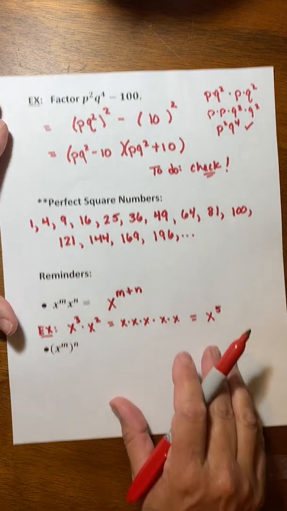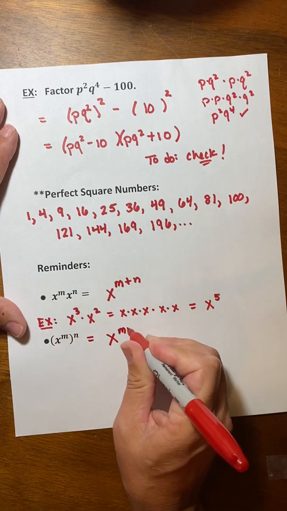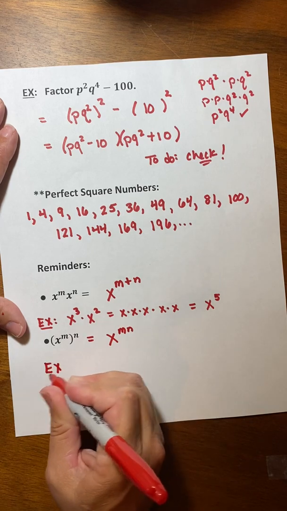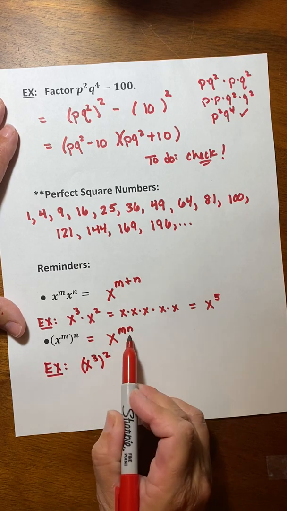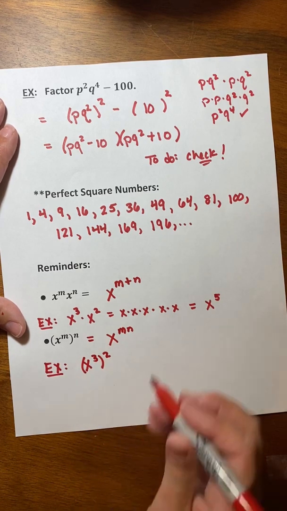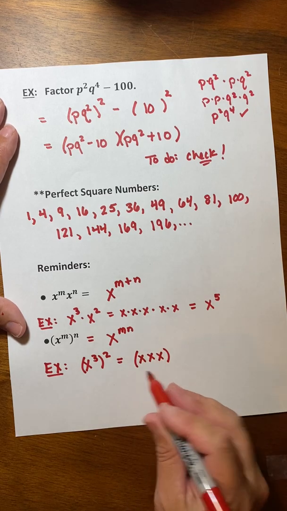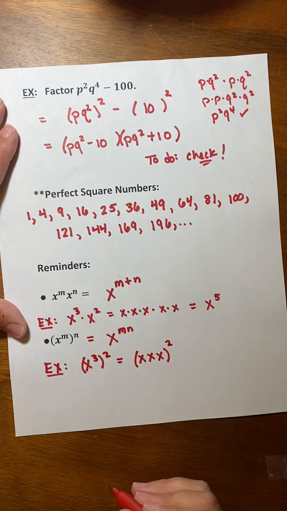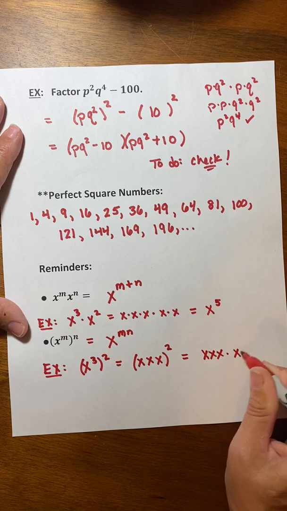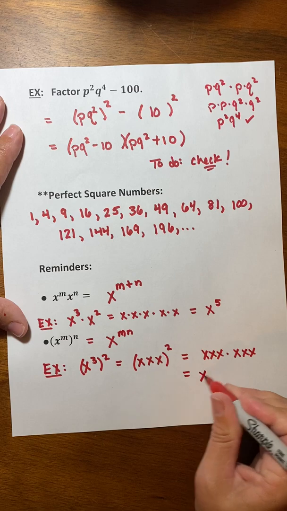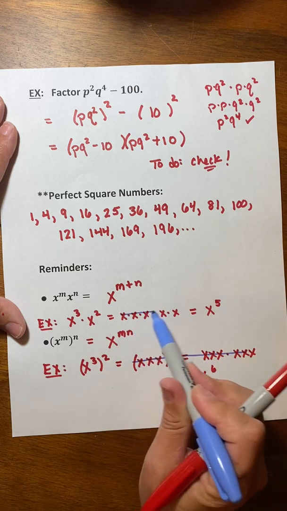If we have a power to a power, we multiply m times n. So for example, if we had x cubed squared, well, if I use this template, it's going to be x to the power 3 times 2, which would be 6, but let's just write it out to see that. This means x times x times x, that's the x cubed in the parentheses, all to the power 2. The squared means x times x times x times x times x times x, which is x to the 6th.